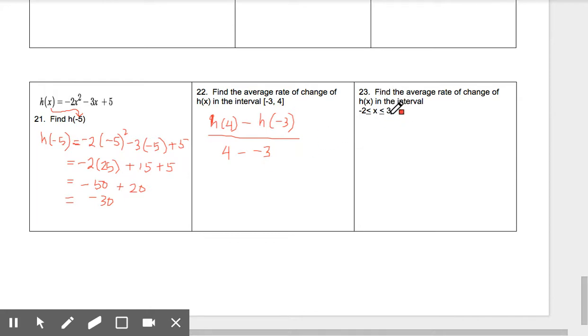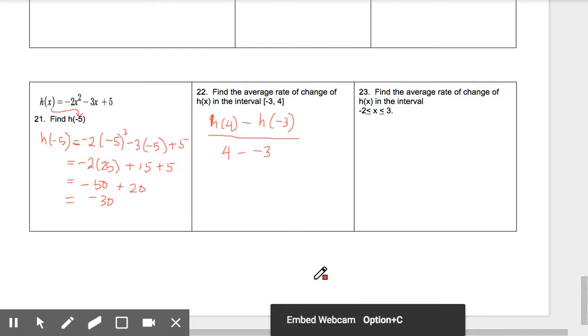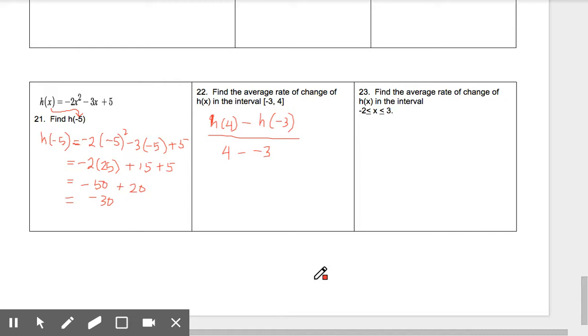All right, then the last one, this is the last one here. Let's see. Yes, it's the last one. So on the last one, it says find the average rate of change of h of x in the interval -2 is less than or equal to x is less than or equal to 3. So that means that our left boundary is -2 and right boundary is 3. So it just means that we need to find h of 3 minus h of -2 all over 3 minus -2.